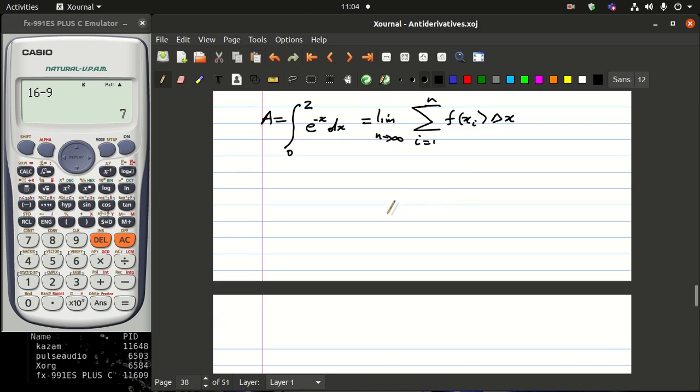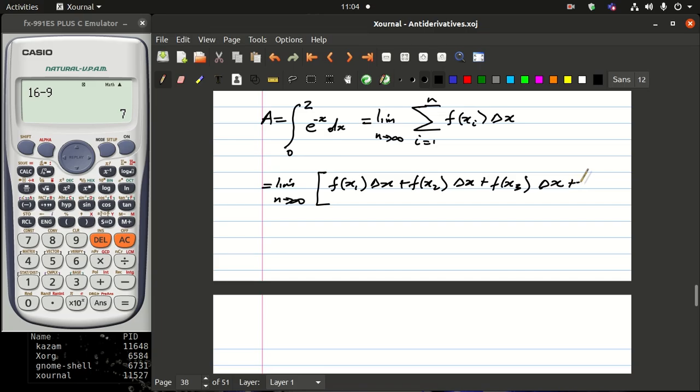And then, of course, this is simply put like this, the limit as n approaches infinity, and then inside here, we just have f of x1 times delta x plus f of x2 times delta x plus f of x3 times delta x plus and so on, up until you have f of xn times delta x. And then the next thing that you need to realize here, you have to substitute the values.